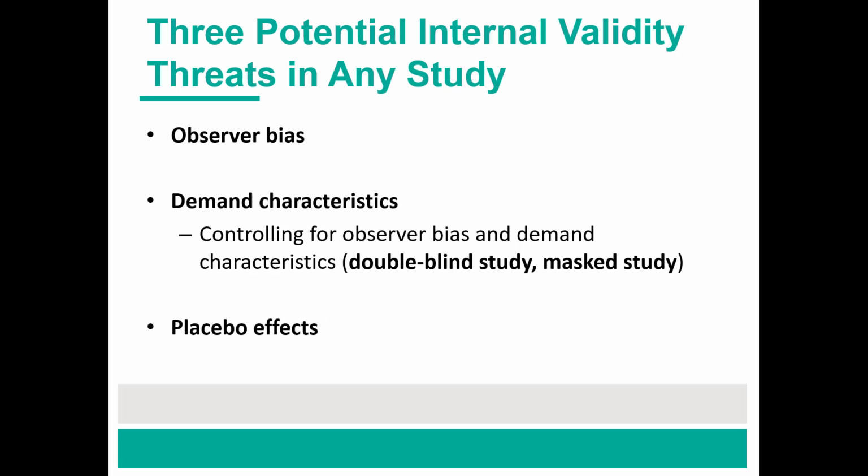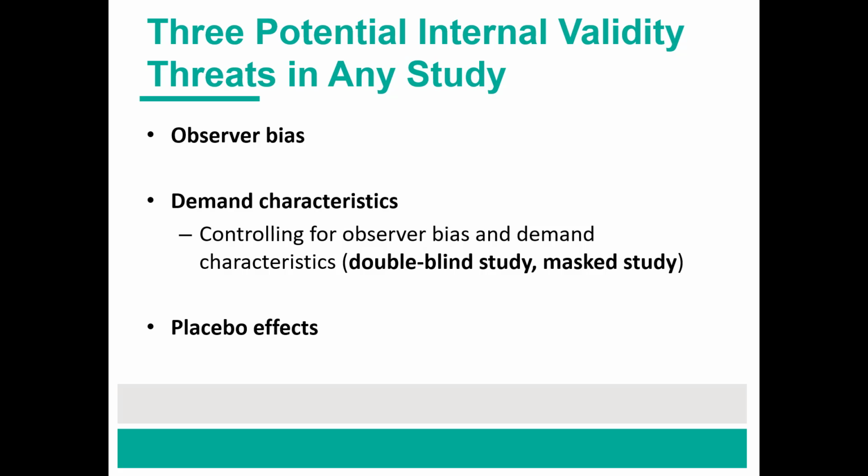Next, let's talk about the last 3 threats to internal validity that can happen in any study design. Observer bias, demand characteristics, and placebo effects are 3 potential threats to internal validity, and they can occur not only in the very bad experiment example, or the one group pretest post-test design, but also in experiments that have a comparison group. Observer bias is bias caused by researchers' expectations influencing how they interpret the results.